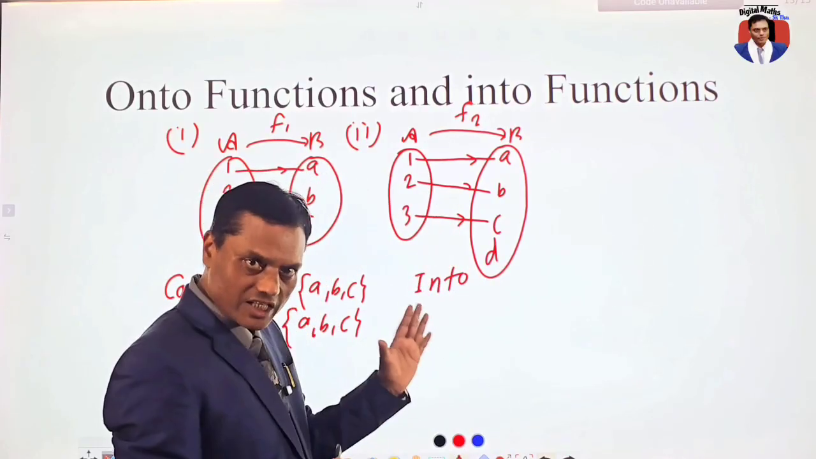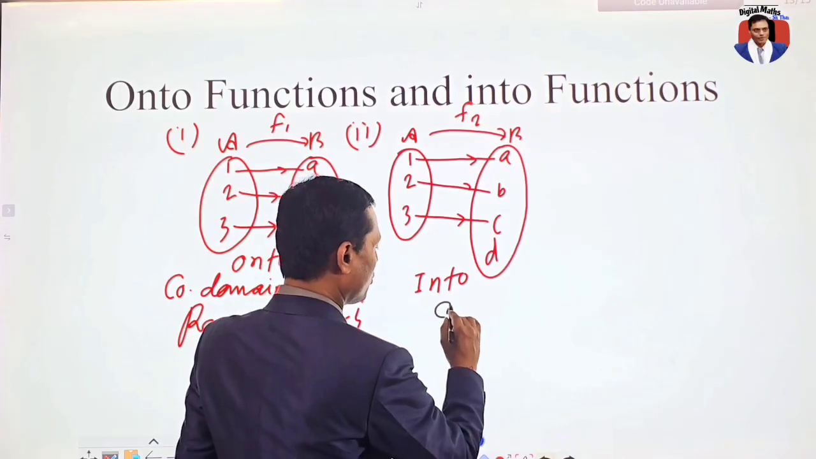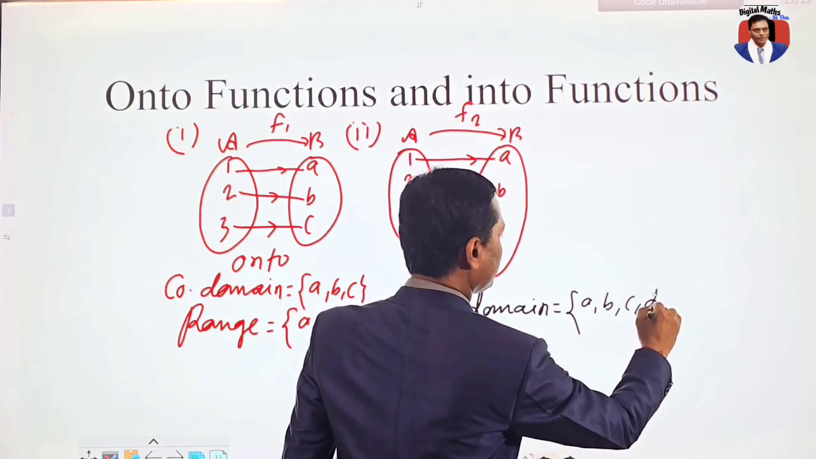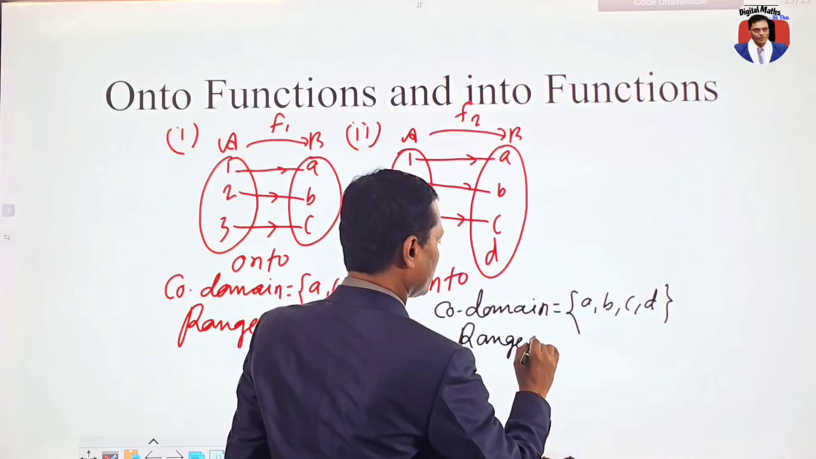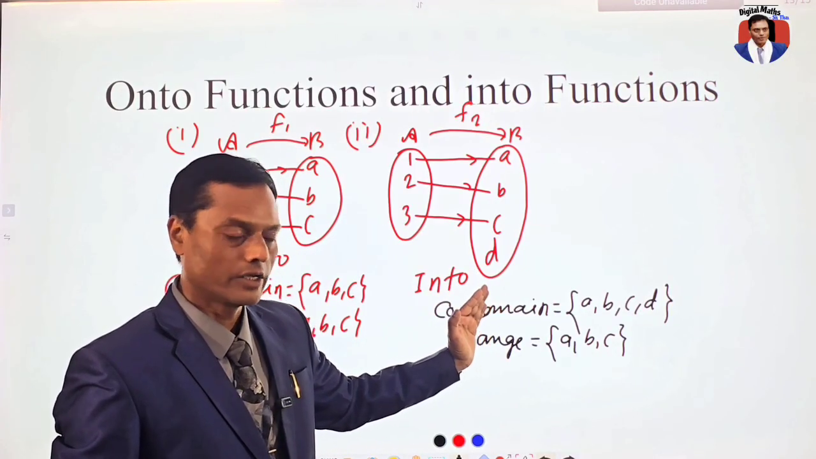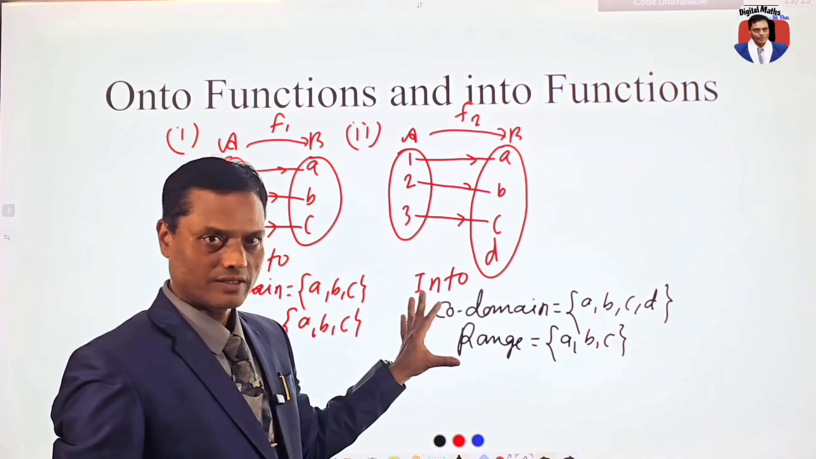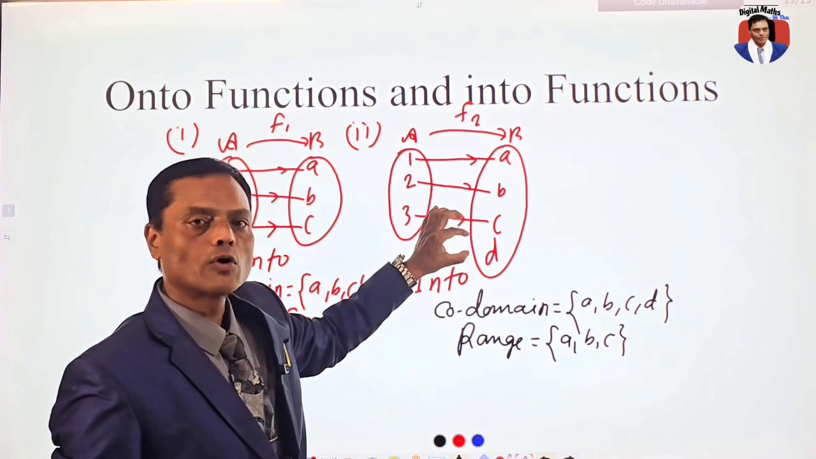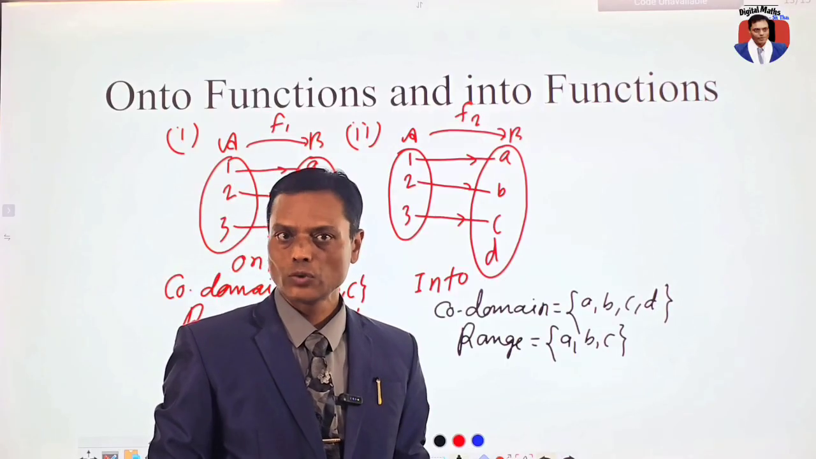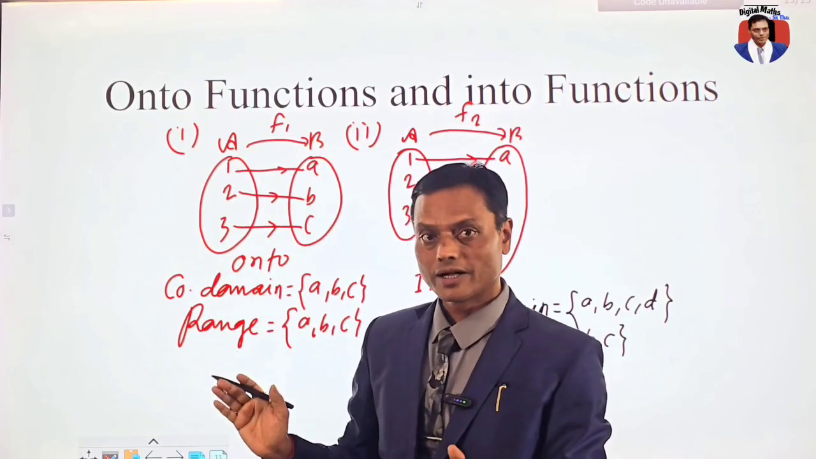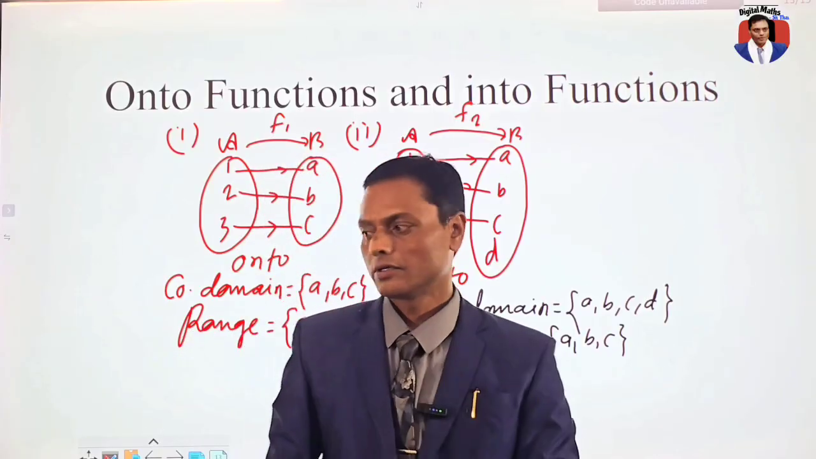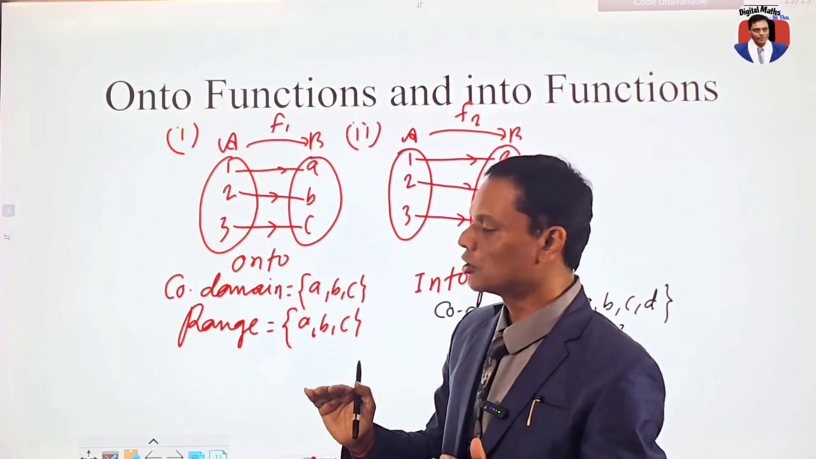Likewise, when we see this function, its codomain is a, b, c, and d, and the range is a, b, and c only, right? Because d doesn't have any preimage in the set A. So such a type of function is called an into function, right? So we can define it like this. If one or more elements of the set B do not have a preimage in the set A, such a type of function is called an into function. And if all the elements of the set B have a preimage in the set A, such functions are called onto functions, right? So I think I have explained onto functions and into functions very clearly.